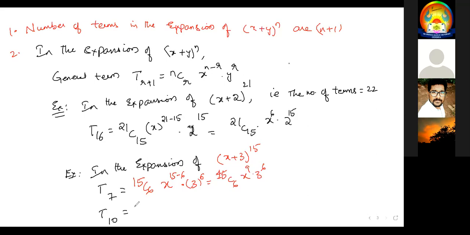In the same way, yes, girl. Yes sir, 15C9 into x to the power 15 minus 9 into 3 to the power 9. Very good, spontaneous. That is 15C9 into x power 15 minus 9, that is 6, into 3 power 9. That's it.